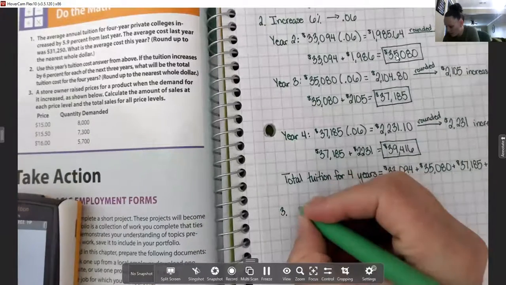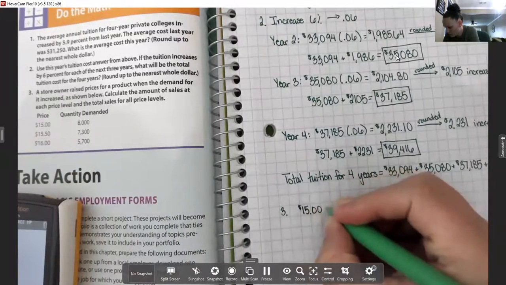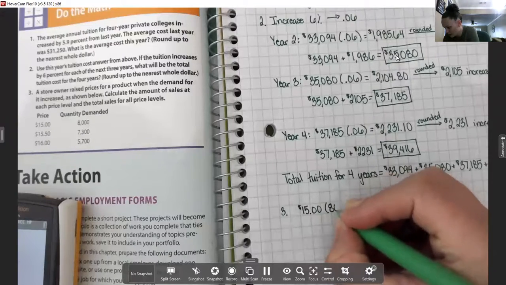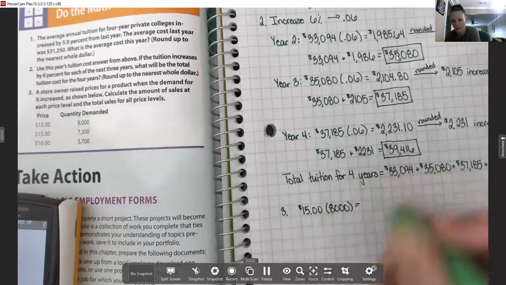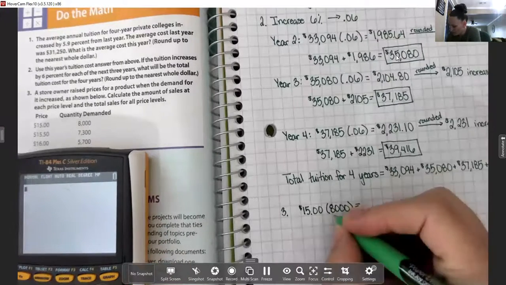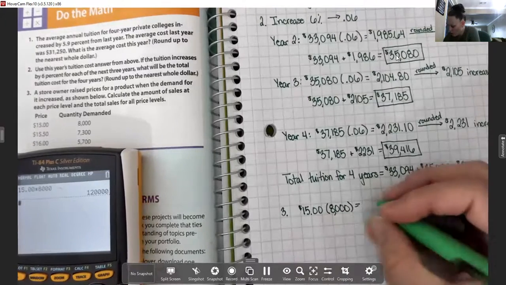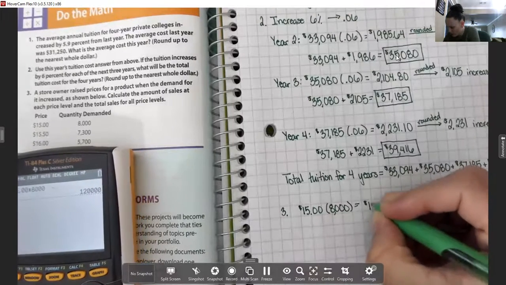So we're going to do $15 times the 8,000 that they sold. So $15 times 8,000 is $120,000.